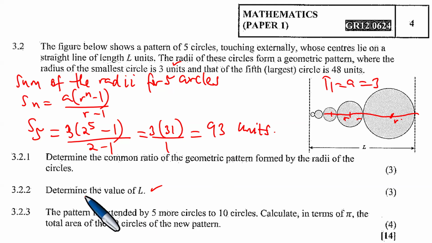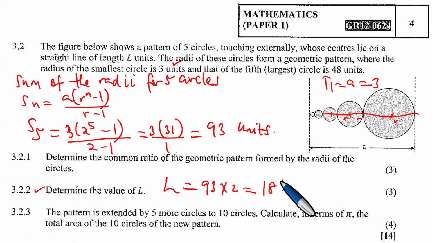Determine the common ratio of the geometric pattern formed by the radii of the circles. So the common ratio of the geometric pattern is the following. We're interested in finding L, excuse me, we're looking at the value of L. So the value of L, if it's 93 units there, and these are just the radii, means we're able to make the following conclusion: L equals 93 by 2, and 93 by 2 is 186 units.